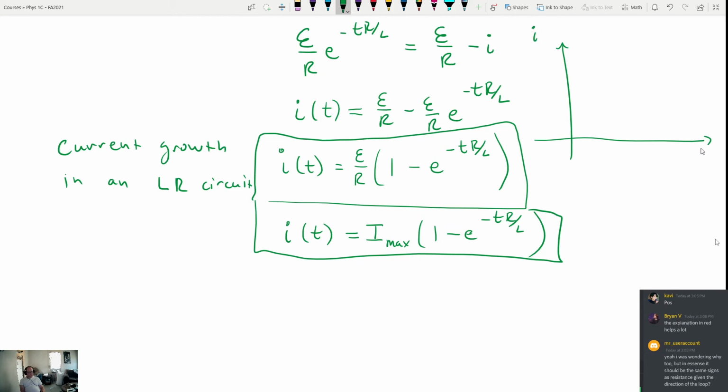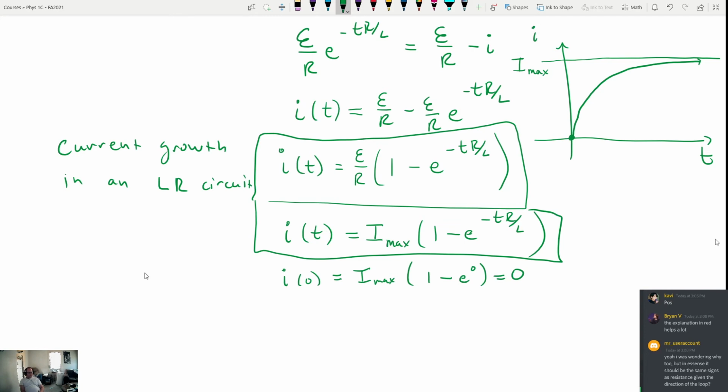And if you plot the current as a function of time, it's going to look something like this. At t equal to 0, what do you get? Let's check the limits here. What's I of 0 equal to? Well, that's going to be I max times 1 minus e to the 0, which is equal to 0. So at t equal to 0, you're going to get 0 current, right? But then the current will slowly grow and will eventually level out and then asymptotically approach the maximum current value up here. So that's going to be your asymptote, basically. And that's what it's going to look like.